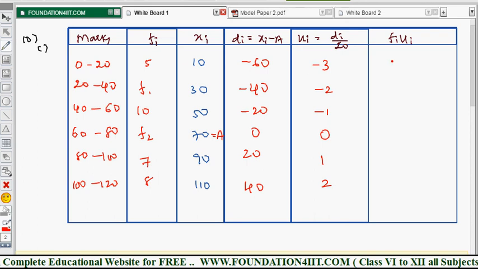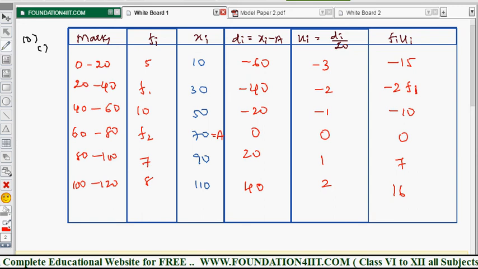Now fi ui, so fi is frequency, ui, both you can multiply. So 5 into minus 3 is minus 15, minus 2 f1, sorry, f1 it is, and minus 10, 0, 7, 16. So which is f2, that I assume. So f2 into 0 is 0.